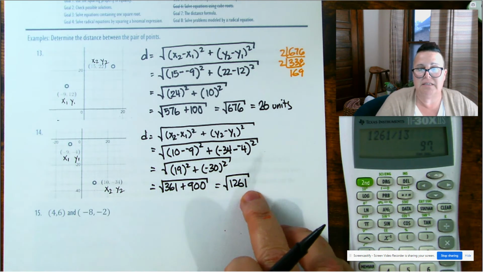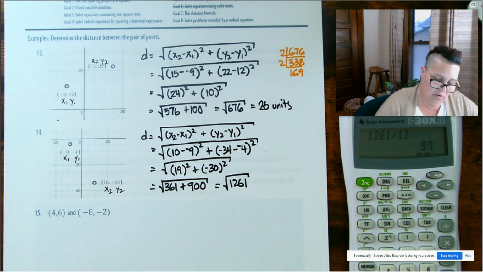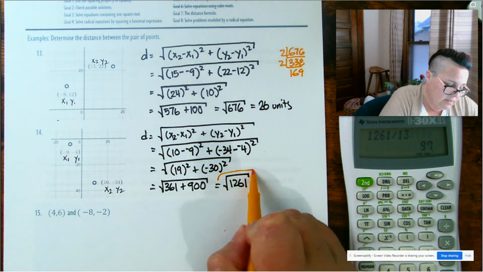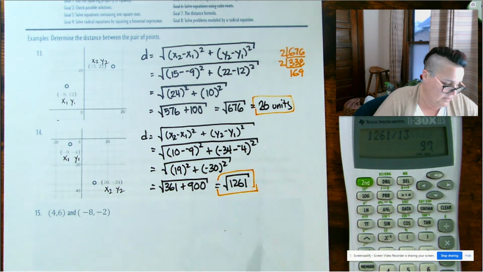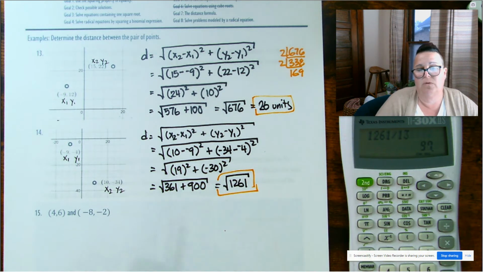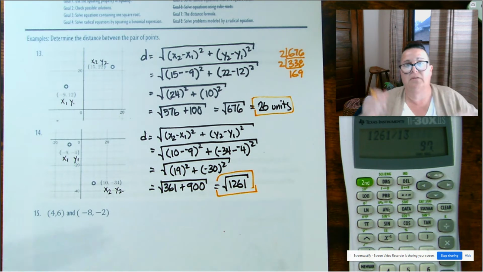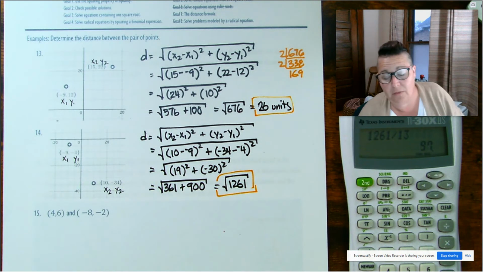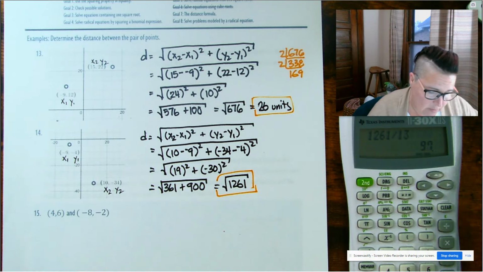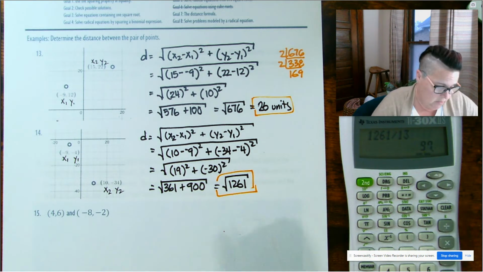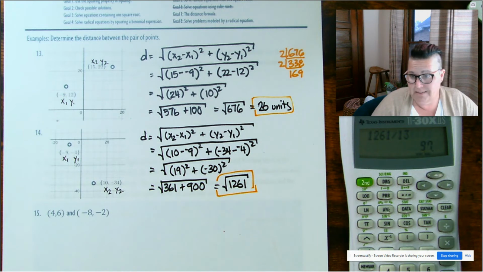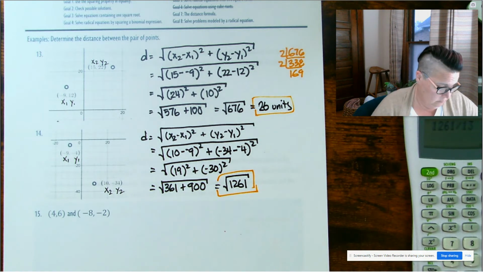So this is it. Unless they want a decimal, this is as much as I can do to it. The other one worked out nicely, but this one did not. It's the square root of 1,261. I can't pull anything else out of there, and I know that because it only breaks down into 13 and 97. 13 is prime, and I know 97 is prime. So that's it. That's as far as I can go.